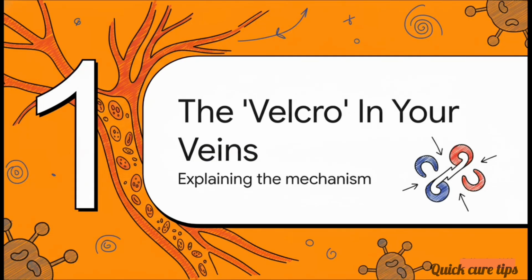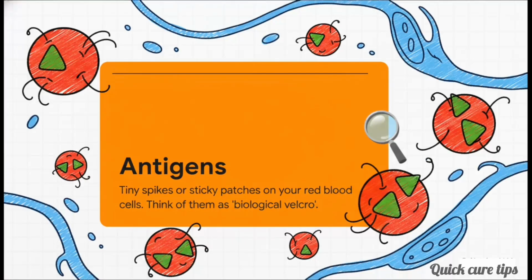Before we can get to your specific blood type, you really have to understand the core mechanism behind all of this. Because if you don't get the why, the solutions aren't going to make a whole lot of sense. So imagine your red blood cells are like little tennis balls floating through your veins. On the surface of these cells, you've got these tiny little spikes or sticky patches. They're called antigens, and the easiest way to think of them is as biological Velcro. They pretty much determine who you are, biologically speaking.